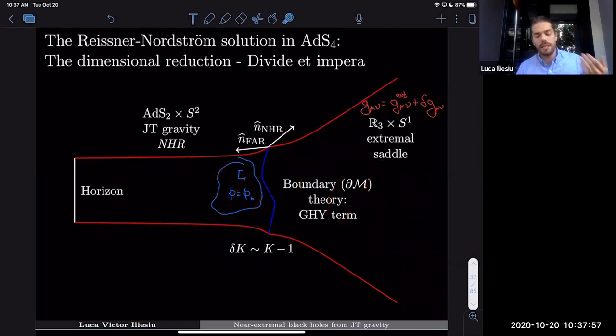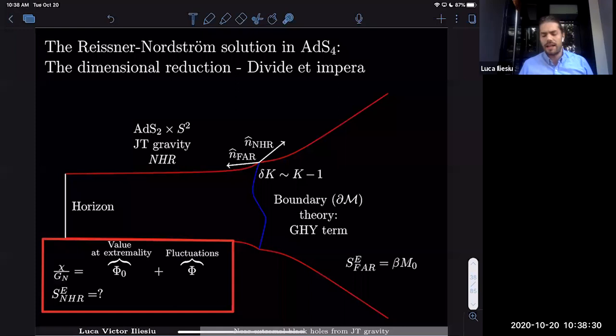So what this means is that there's some difference between the extrinsic curvature of this curve measured with respect to the normal vector pointing to the right, and the extrinsic curvature of this curve measured with respect to the normal vector pointing to the left. And this difference will precisely yield the Gibbons-Hawking-York term that we're used to when we study a theory of dilaton gravity like JT gravity.